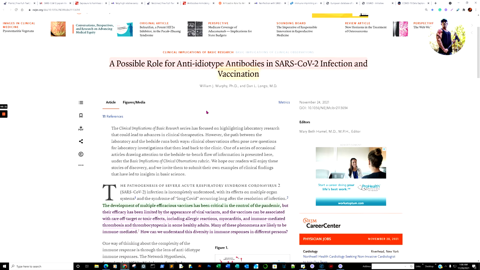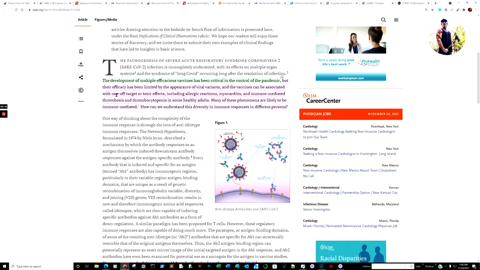This is the actual full article, Clinical Implications of Basic Research, a Possible Role for the Anti-idiotype Antibodies in SARS-CoV-2 Infections and Vaccinations. The development of multiple efficacious vaccines has been critical in the control of the pandemic, but their efficacy has been limited by the appearance of viral variants, and the vaccines can be associated with rare off-target or toxic effects, including allergic reactions, myocarditis, and immune-mediated thrombosis and thrombocytopenia in some of the healthy adults. Many of these phenomena are likely to be immune-mediated. How can we understand the diversity in the immune responses in different persons?